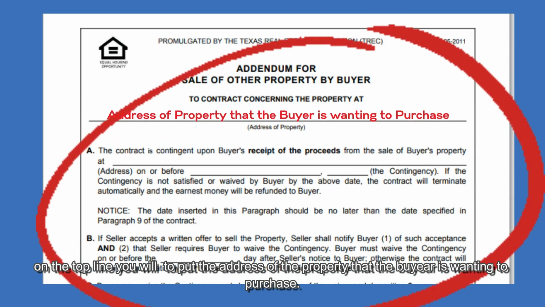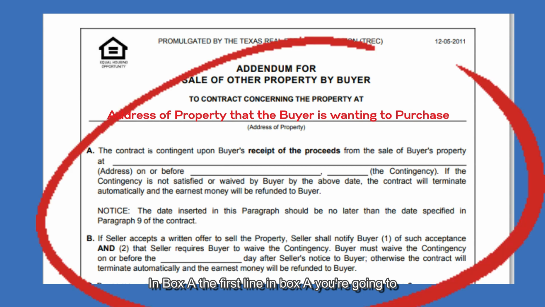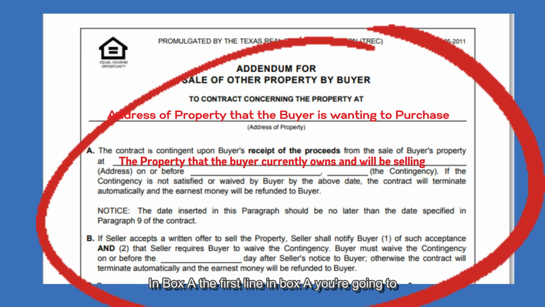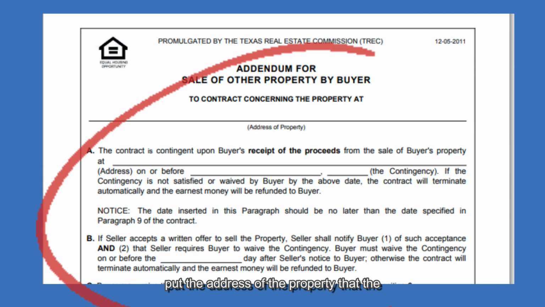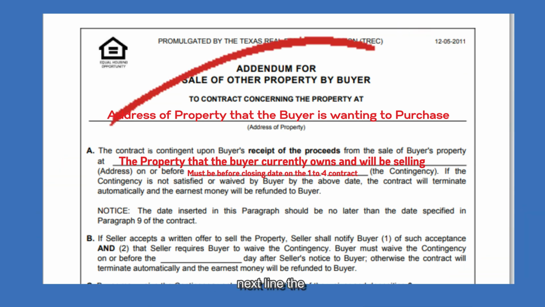The next form you're going to complete is the addendum for sale of property by buyer. On that top line, you're going to put the address of the property that the buyer is wanting to purchase. Then in box A, on the first line, you're going to put the address of the property that the buyer is wanting to sell.